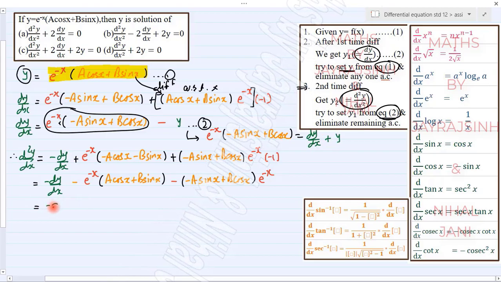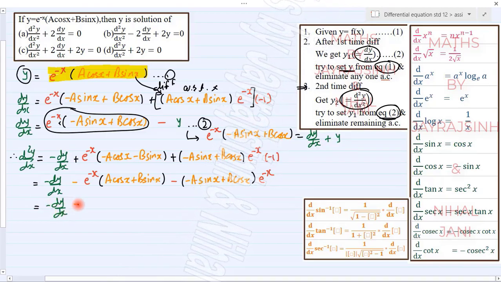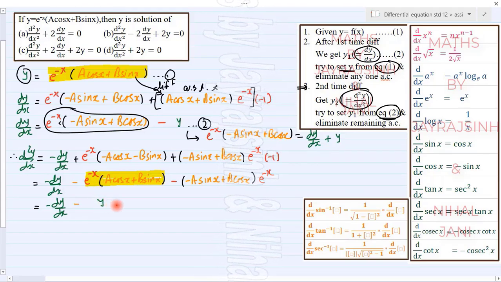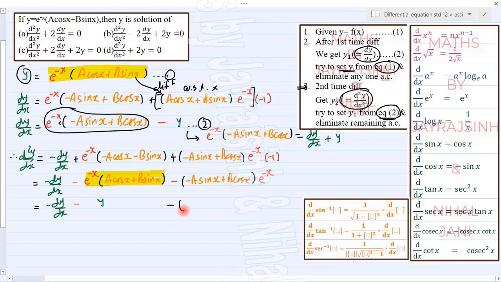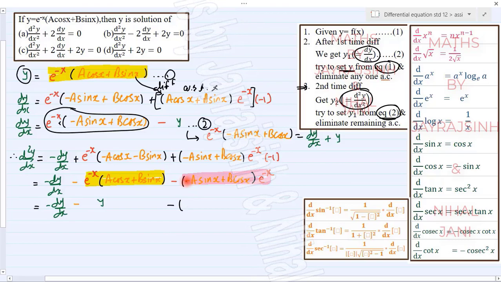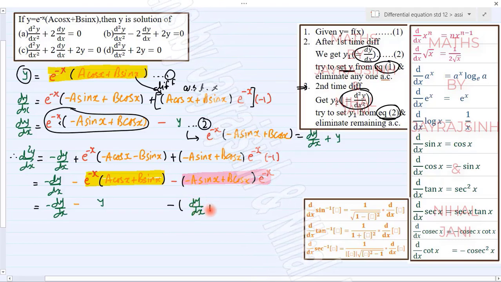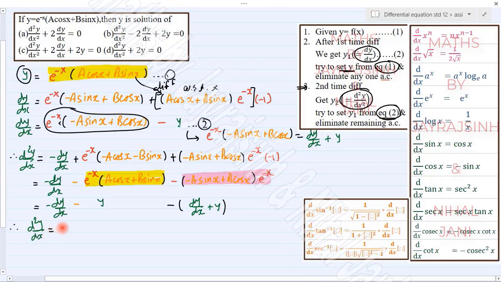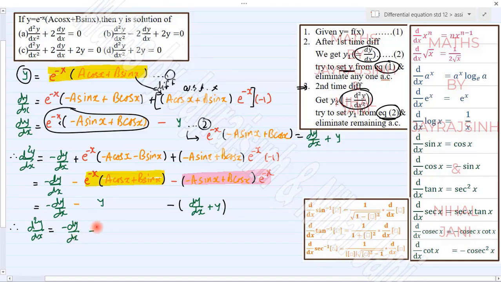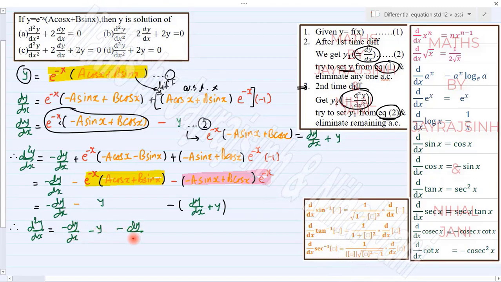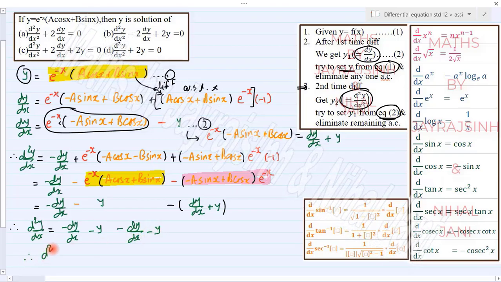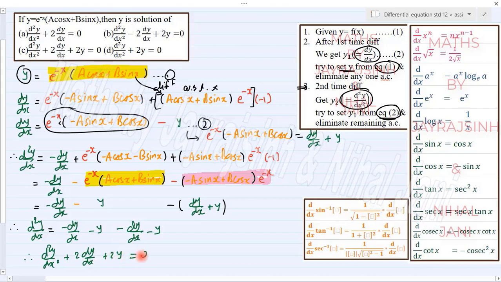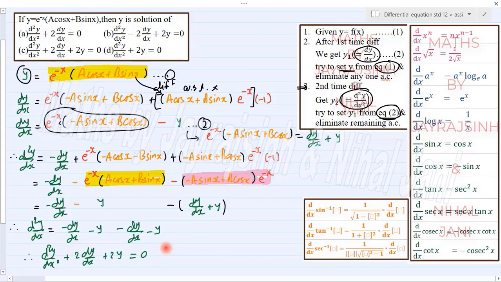So let's simplify. Your minus dy by dx will be as it is, minus this e raised to minus x, a cos x plus b sin x is simply y from equation number 1. And from second equation, we can say minus a sin x plus b cos x into e raised to minus x is simply dy by dx plus y. So here we'll get d square y by dx square is equal to minus dy by dx minus y and again minus dy by dx and minus y. So here we'll get d square y by dx square plus 2 times dy by dx plus 2 times y is equal to 0 is your required differential equation, which is given in option C.